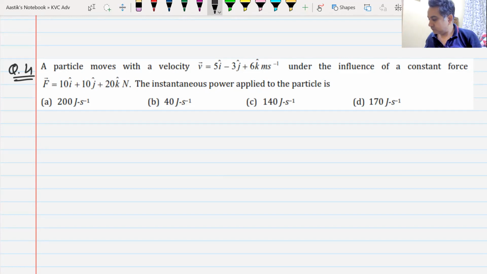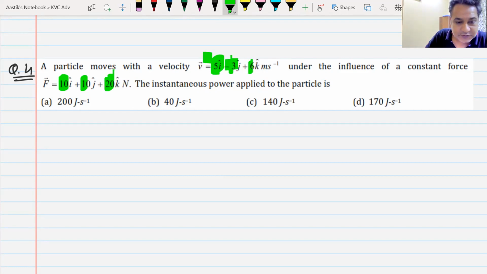140, sir. 140. How do you get the answer? You just have to take the dot product. F dot v. This will be dotted with this 10. Minus 3 will be dotted with this minus 30. 6 will be dotted with 20. Yes or no? Yes, sir. And you will get your answer. Everyone got this? Can I have raised hands from everyone?